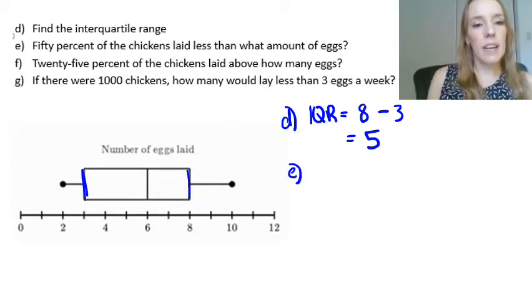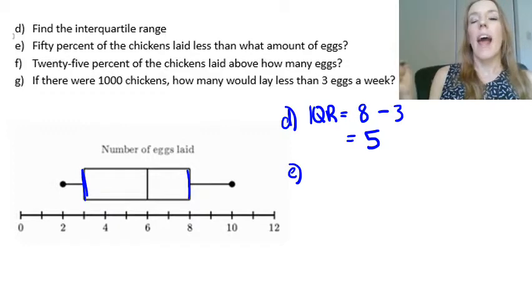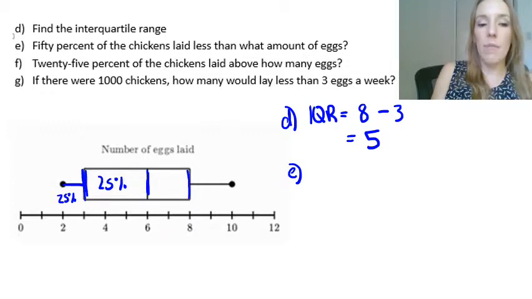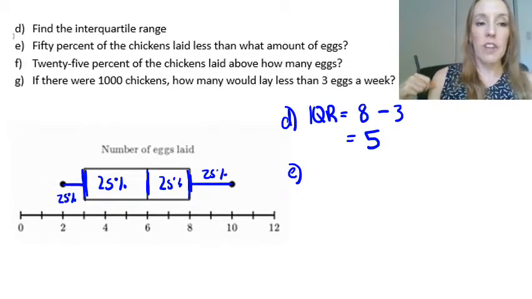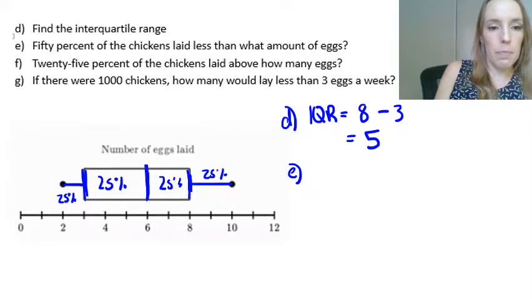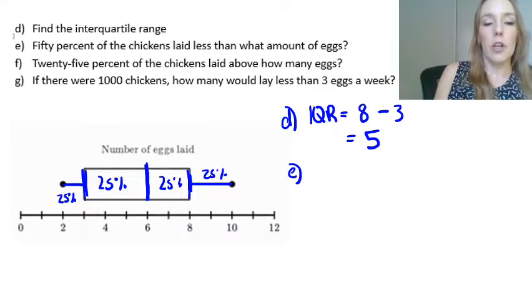E, 50% of the chickens lay less than what amount of eggs? Now, this makes us remember how these were divided. So this line here represents 25%. This part of the box from our lower quartile to our median is 25%. From our median to our upper quartile is another 25%. And from our upper quartile to the maximum is another 25%. So our question says 50% of the chickens laid less than what amount of eggs? So 50% would be right in the middle here. So 50% of them laid less than 6 eggs.